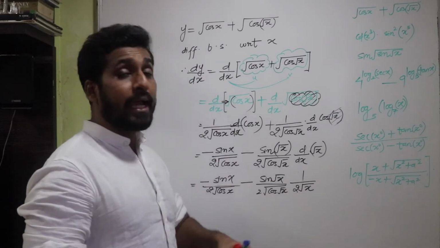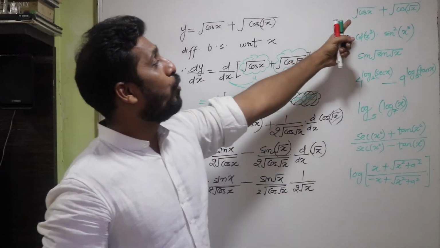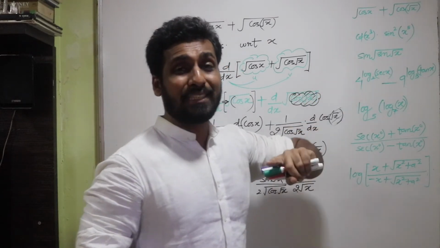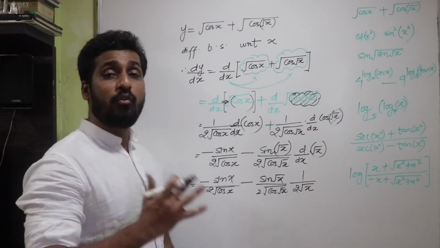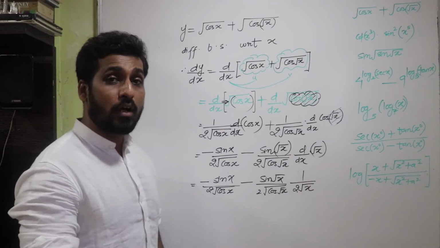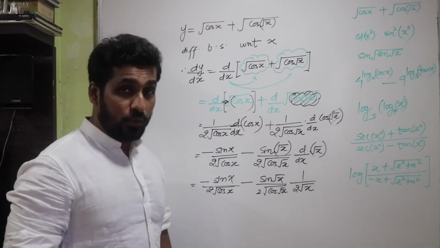So this is how we can get the answer of root cos x plus root of cos root x. That was my first question. In this question we have covered u plus v, as well as we have covered the knowledge of composite function.